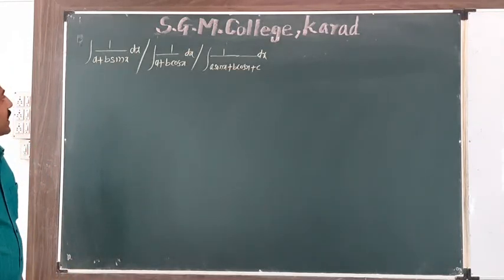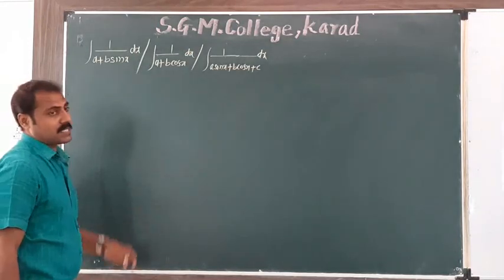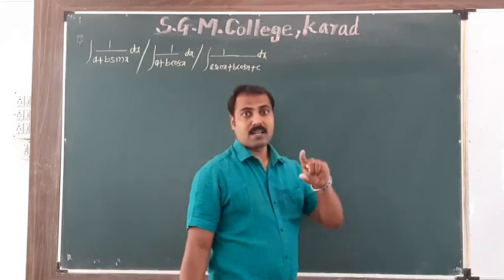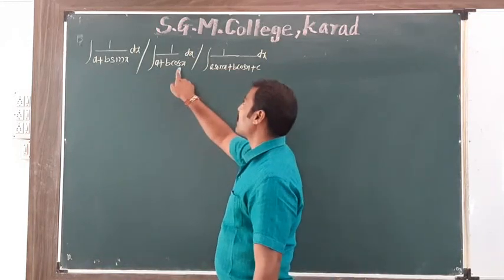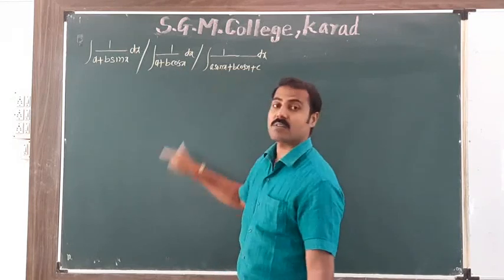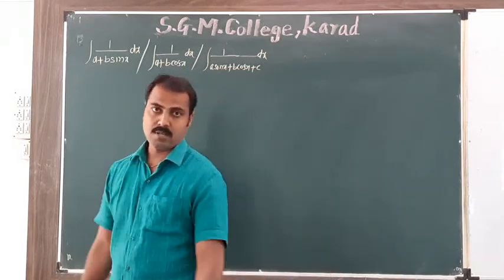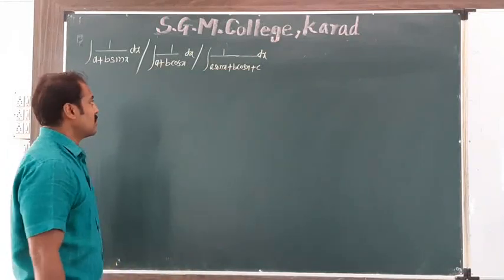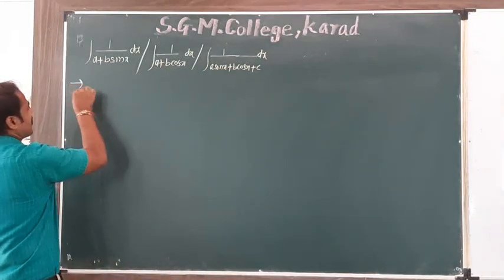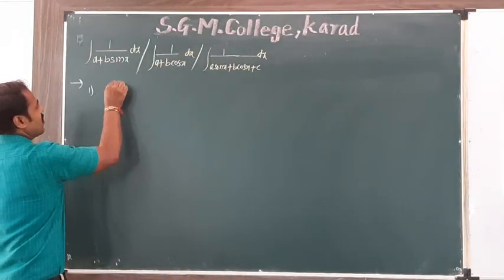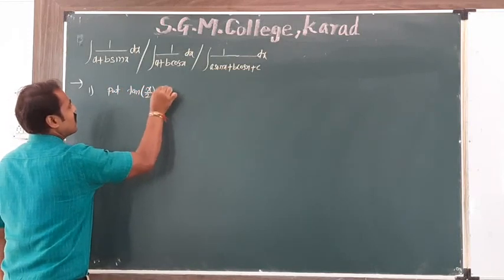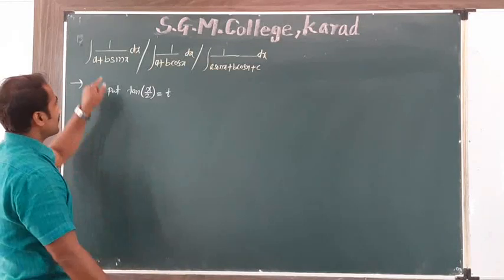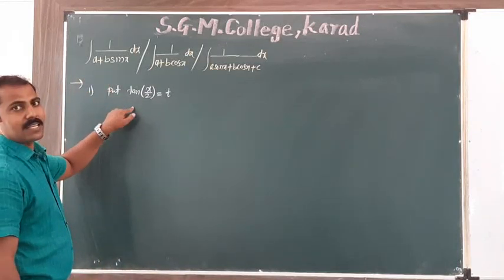Look at here. How to remember this type? Here the numerator is 1 and the denominator contains the term of sin, the term of cos, or the terms of sin and cos both. So, steps to solve such type of integration. First step is put tan x by 2 is equal to t. This type is also known as the tan x by 2 method.